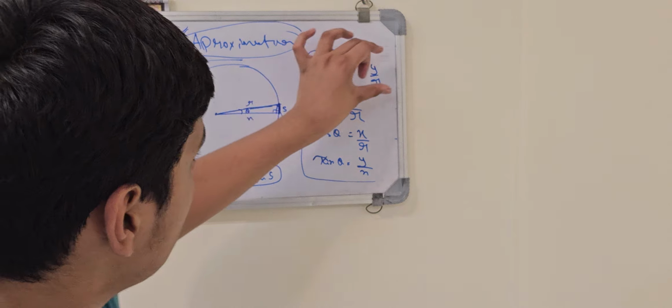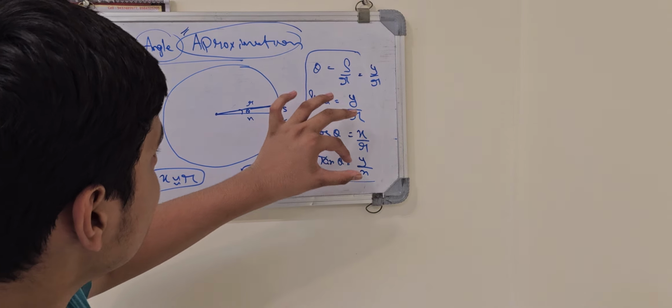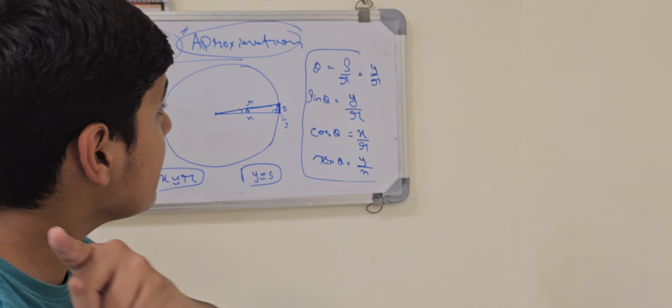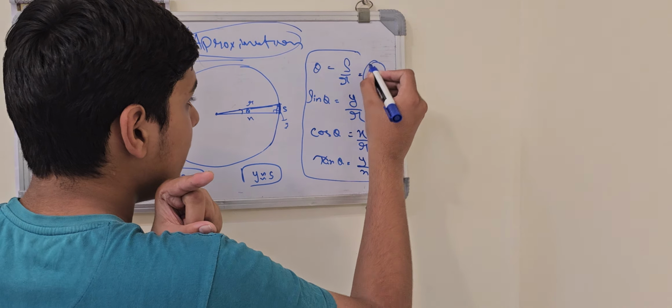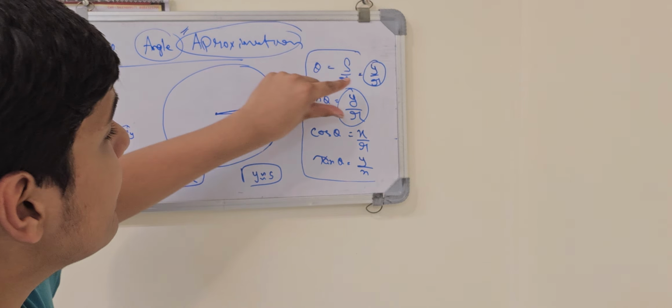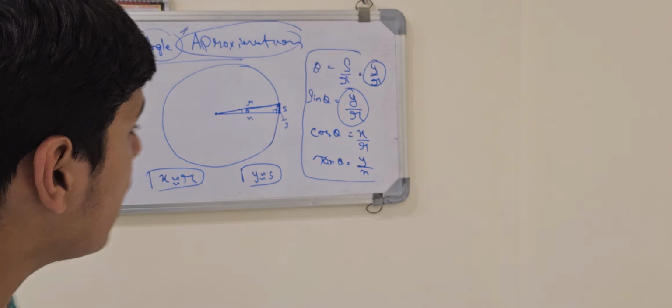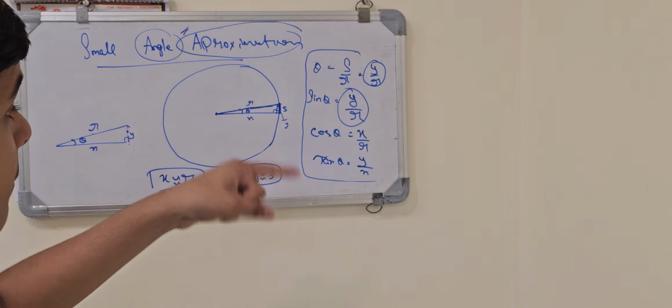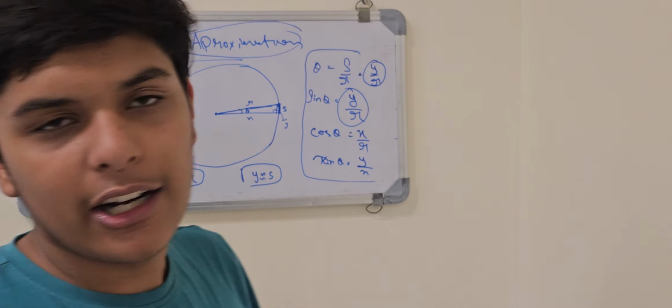So this is equal to y by r. Sin theta is equal to y by r. We see one thing: theta is equal to y by r, and sin theta is also equal to y by r. If we talk about small angle approximation, in normal, when I did it normally, it did not happen.